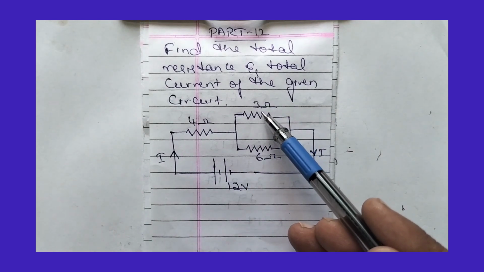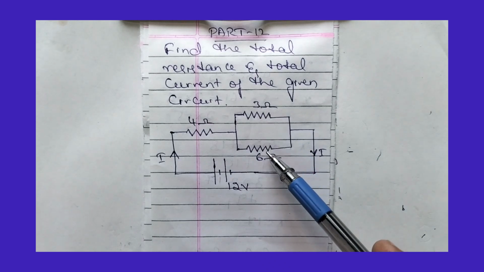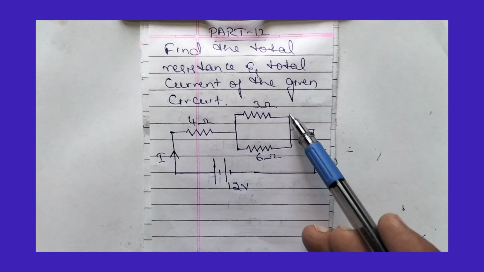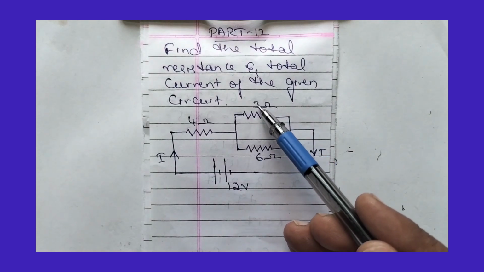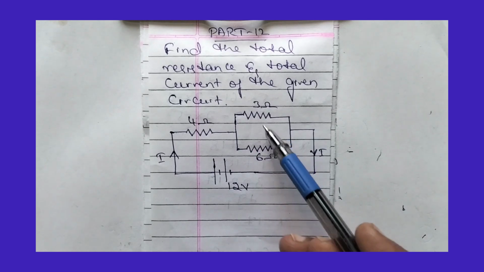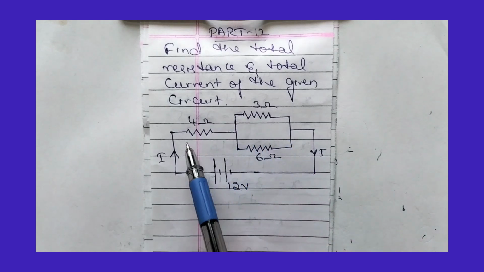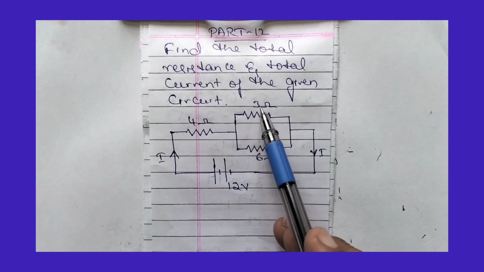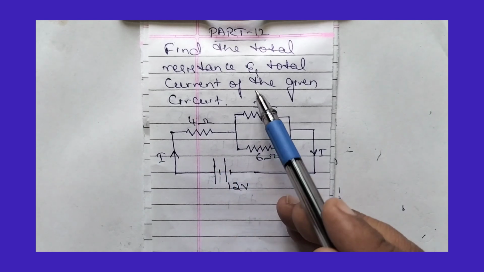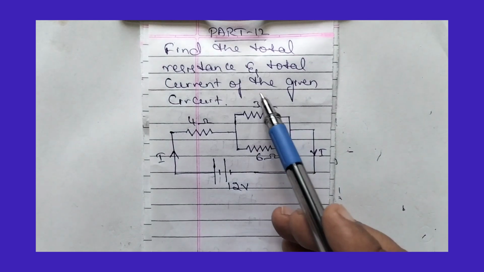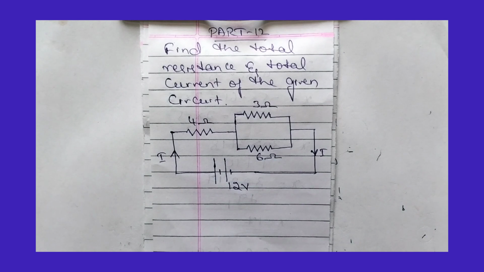First let us find. So when 3 ohm and 6 ohm resistors are connected in parallel, what will be this resistance? 3 ohm and 6 ohm are connected in parallel, and these two in parallel are in series with this. 4 ohm resistor is connected in series with the 3 ohm and 6 ohm resistors. 3 ohm and 6 ohm resistors are connected in parallel. First let us find out the total resistance.